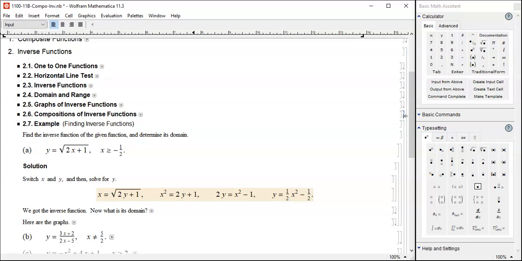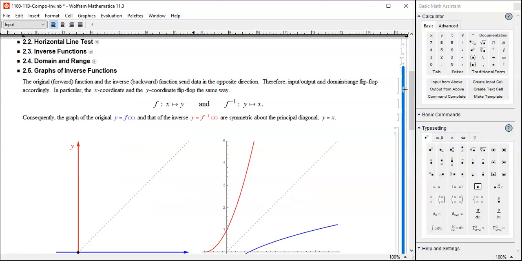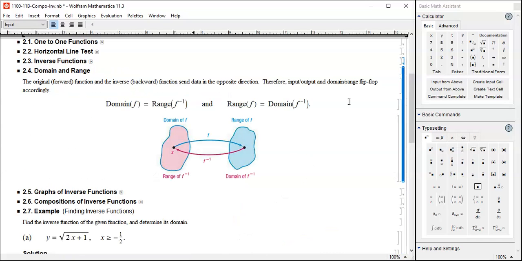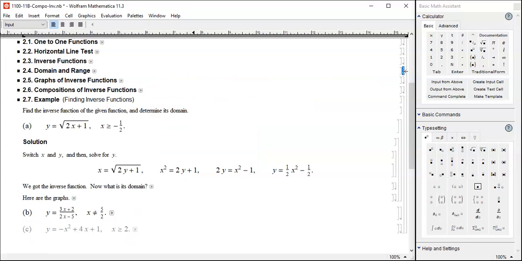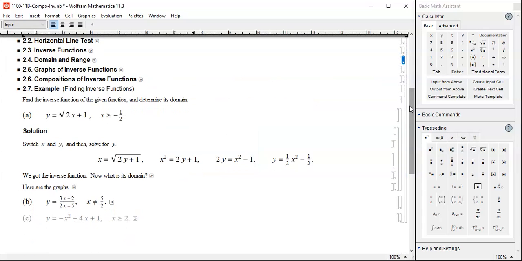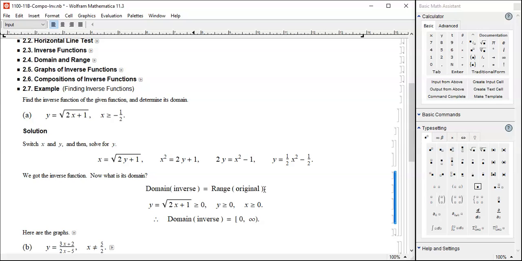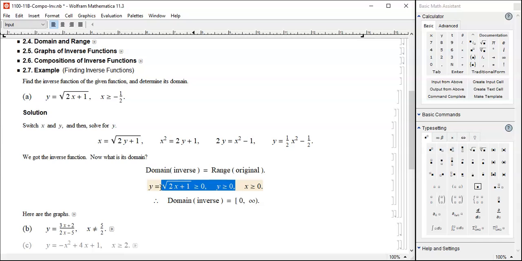Remember? Domain of the original is range of the inverse function. Range of the original is domain of the inverse function. Okay, for the domain of the inverse function, we have to find the range of this original function. So let's go ahead and do that. Domain of the inverse is range of the original. So let's look up the range of the original.